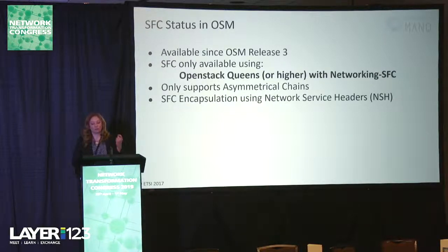Right now we support asymmetrical chains, and that means we support chains that go from A to B to C, but the reverse path is not necessarily implied. That would be a unique asymmetrical chain. And right now we're leveraging the SFC encapsulation using network service headers, or the NSH constructs, that is defined by IETF RFC 1490-something, I forgot. It's on our wiki.